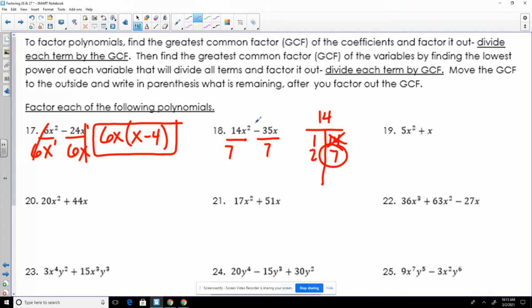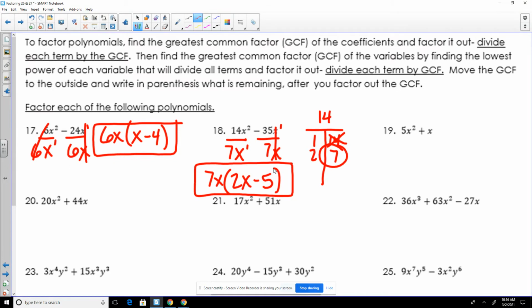I have x squared and I have x, so I can factor out an x. What's the smallest exponent of x? 1. So 7x is your GCF. What are you left with? 14 divided by 7 is 2. X squared divided by x to the first power, 2 minus 1, I'm left with 1x. Negative 35 divided by 7 is negative 5. And x over x is 1. So 7x times 2x minus 5 is what your remainder is, 2x minus 5.